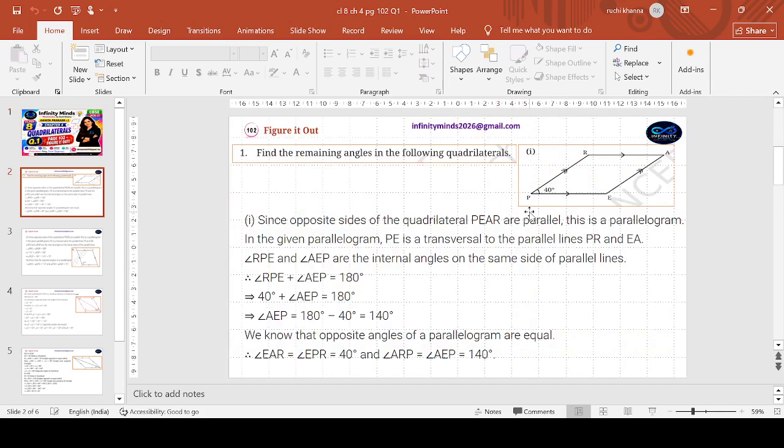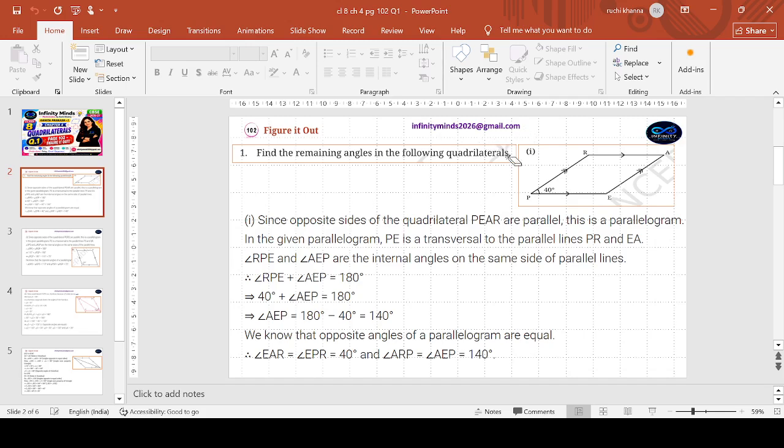The first part is the quadrilateral named PEAR, P-E-A-R. As you can see, opposite sides are parallel. They are always marked with an arrow. A single arrow represents side PE being parallel to AR, and the double arrow corresponds to the fact that PR is parallel to EA. So opposite sides have been marked parallel, and one of the angles, angle P, has been given to be 40 degrees. You are expected to get the values of all the other three.